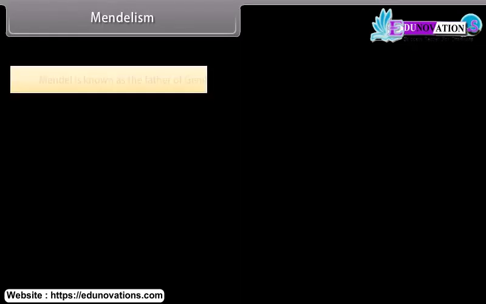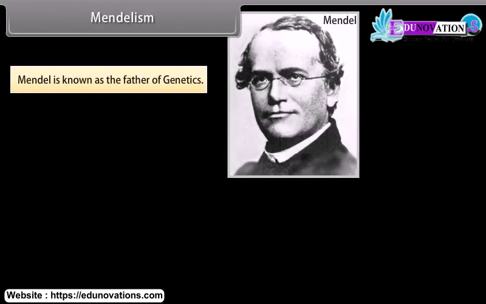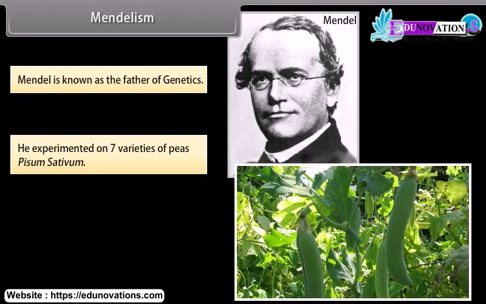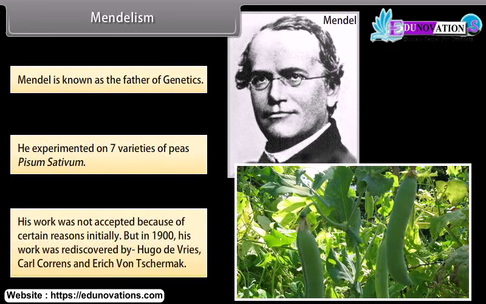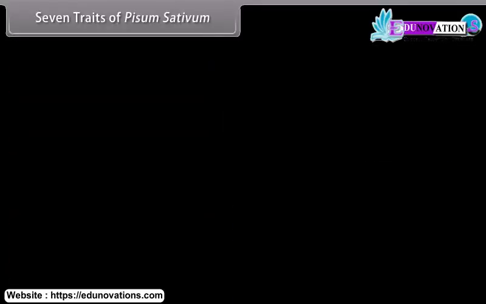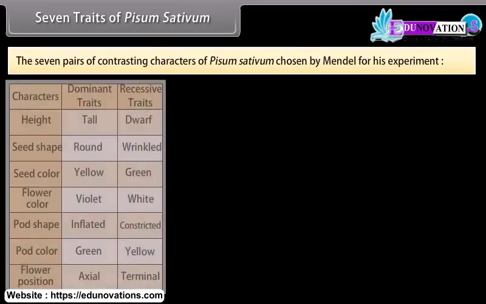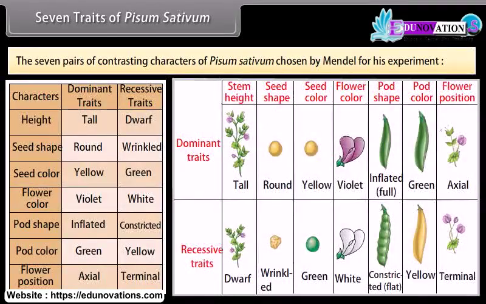Mendelism. Mendel is known as the father of genetics. He experimented on 7 varieties of peas, Pisum sativum. His work was not accepted because of certain reasons initially, but in 1900, his work was rediscovered by Hugo de Vries, Carl Correns, and Erich von Tschermak. Seven traits of Pisum sativum. The 7 pairs of contrasting characters of Pisum sativum chosen by Mendel for his experiment.